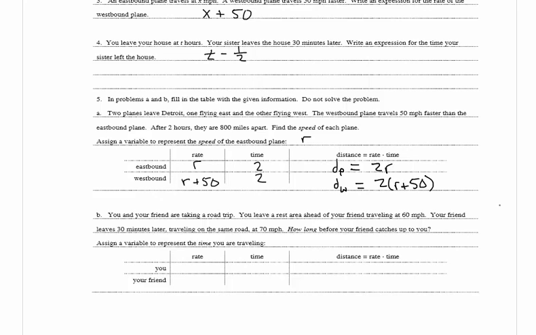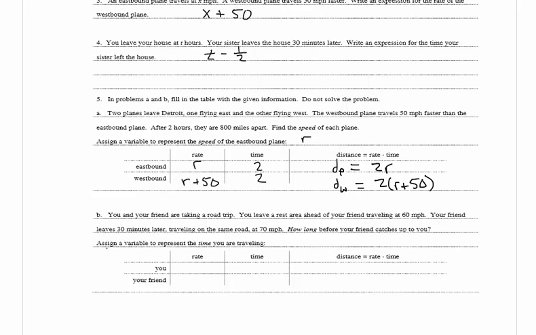In B, it says, you and your friend are taking a road trip. You leave a rest area ahead of your friend, traveling at 60 miles per hour. Your friend leaves 30 minutes later, traveling on the same road at 70 miles per hour. How long before your friend catches up to you?